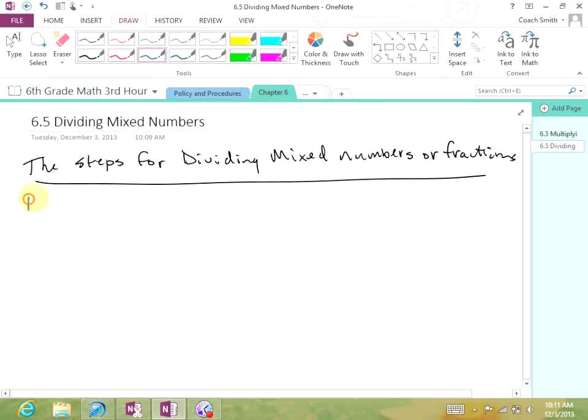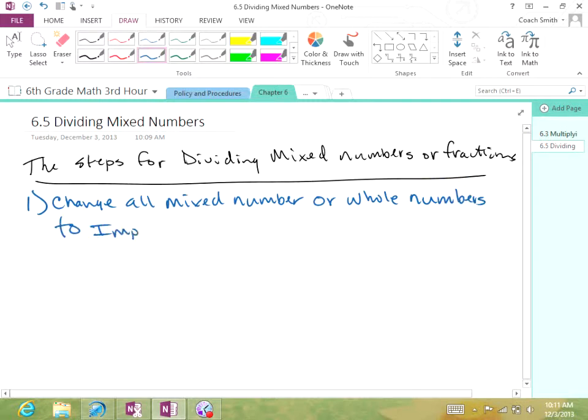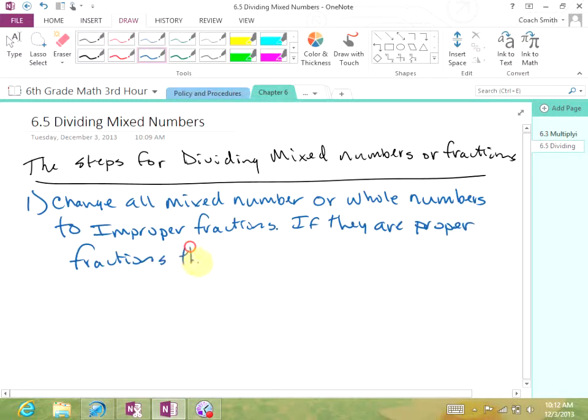The first thing you have to do is change all mixed numbers or whole numbers to improper fractions. Okay? If they are proper fractions, then you don't convert.